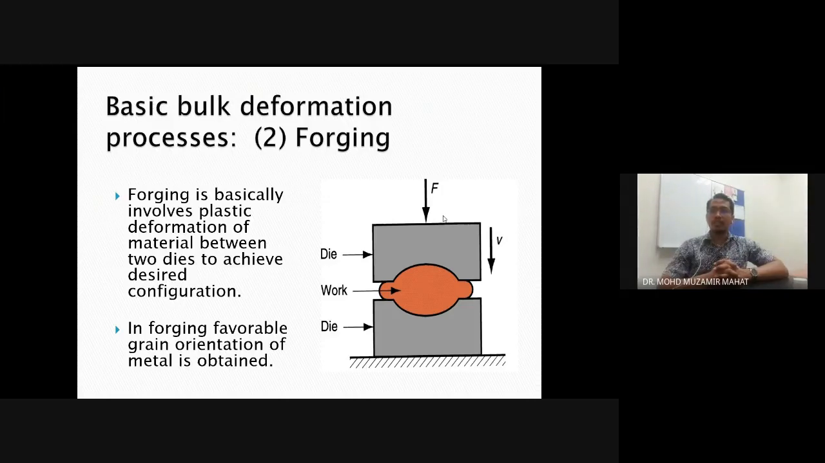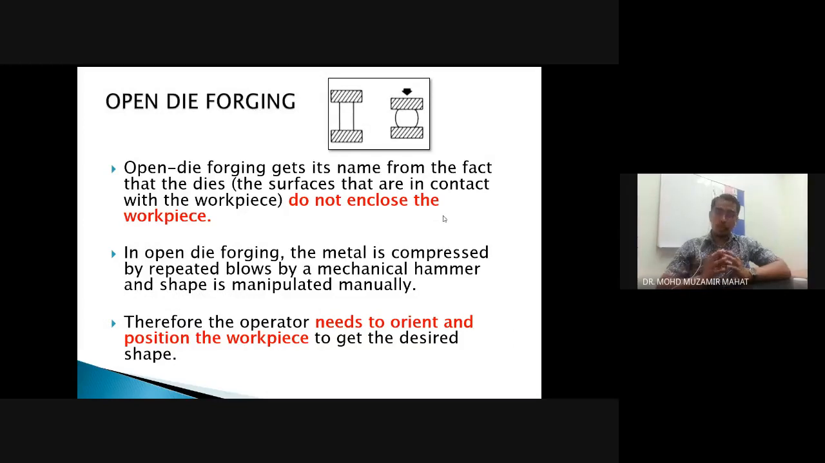In forging, a favorable grain orientation is obtained. The grain orientation is one of the considerations that we can do something about, in which every single material that has structural changes will affect the properties of the materials once we change the whole structure of the materials.